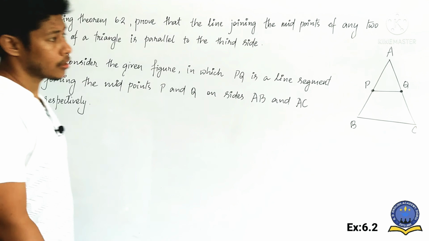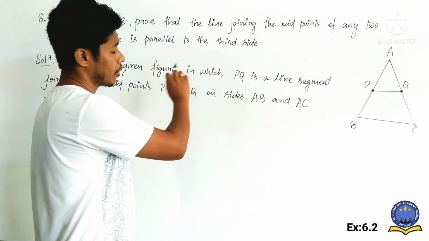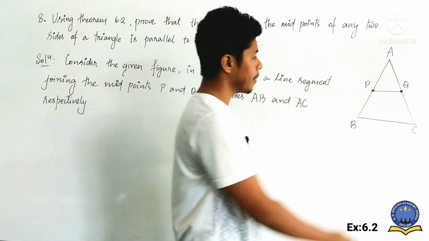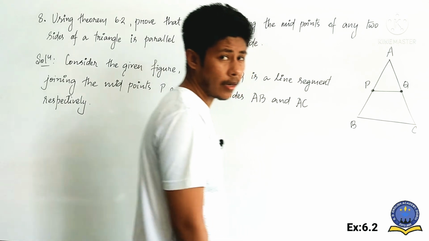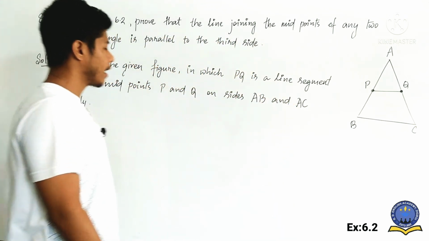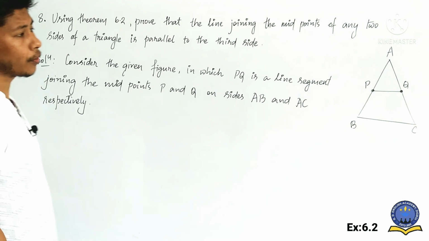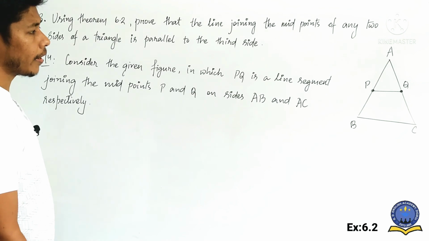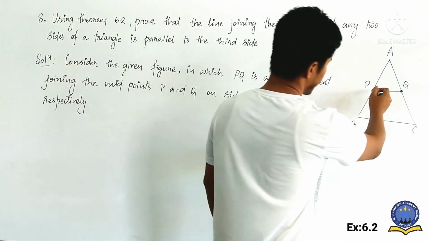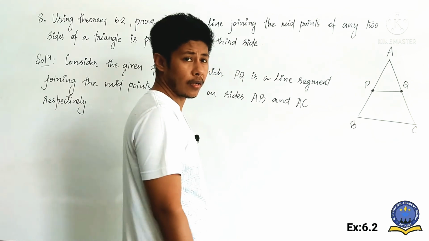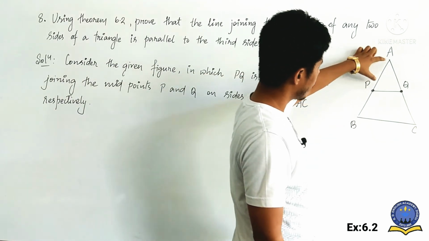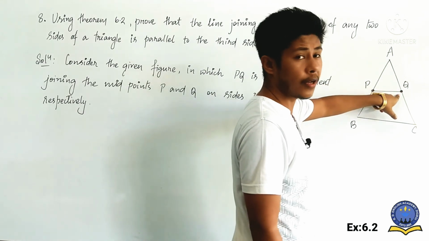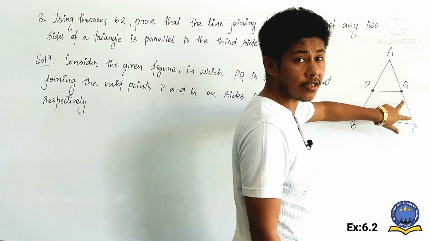According to our statement, on this side AB, P is the midpoint, and on this side AC, Q is the midpoint, and PQ is the line segment. Now what we need to prove? We need to prove PQ parallel to BC. Is it clear? Since P is the midpoint as well as Q is also a midpoint, that means the distances AP and PB are the same. Similarly, Q is the midpoint, so AQ and QC are the same, isn't it?